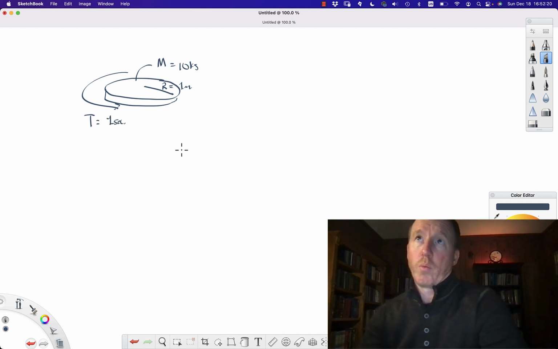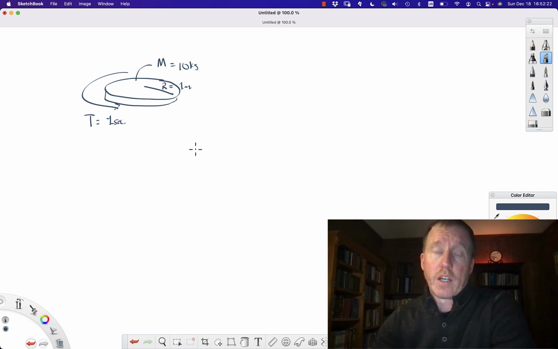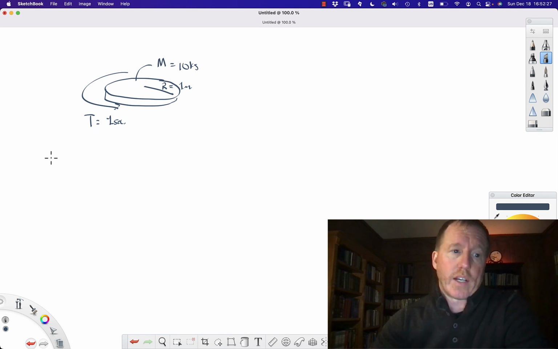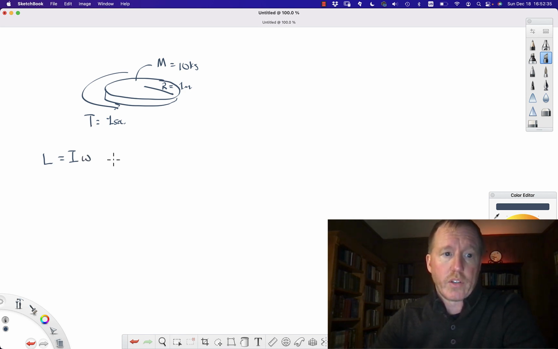And then we're asked what is the angular momentum of the disk and what constant torque must be applied to bring it to rest in 5 seconds. So the first part, we need to know the angular momentum of the disk. Well, you might remember the angular momentum is equal to the rotational inertia times its angular velocity. This is for rotation of a rigid or solid body, solid object.